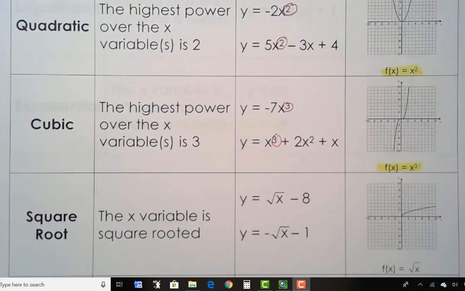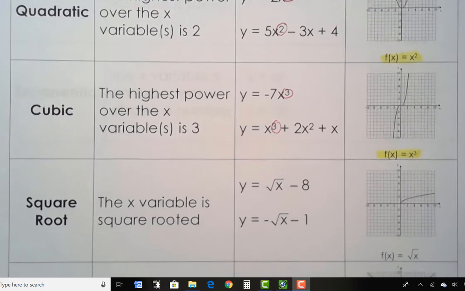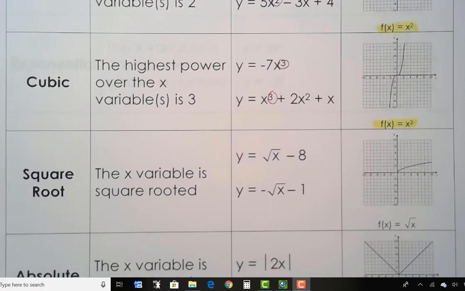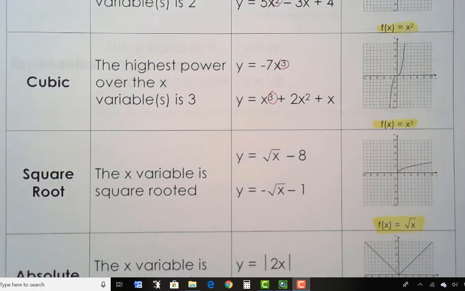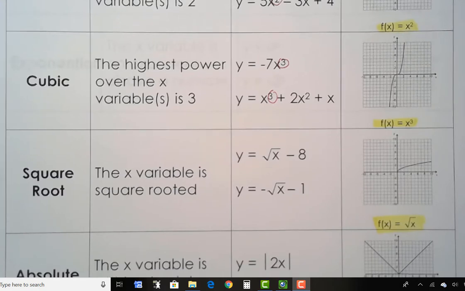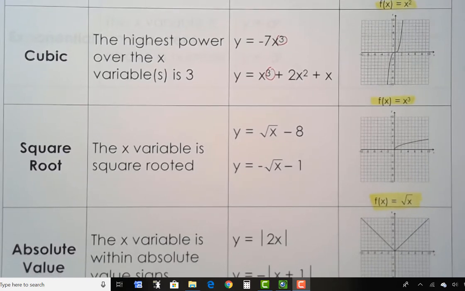Then we have the square root function. The x variable is under the square root symbol, so we have a square root equation. The parent function is f of x is equal to the square root of x. And look at the graph of a radical function, the square root function.